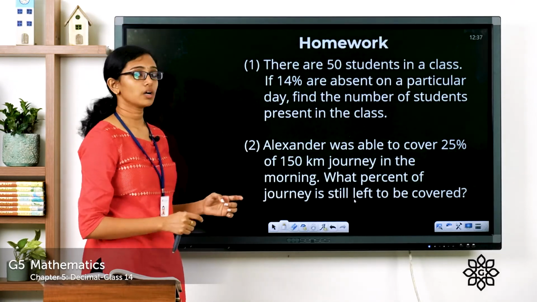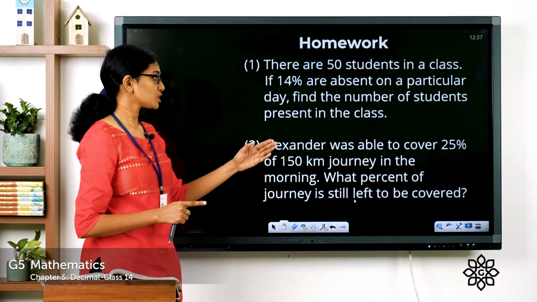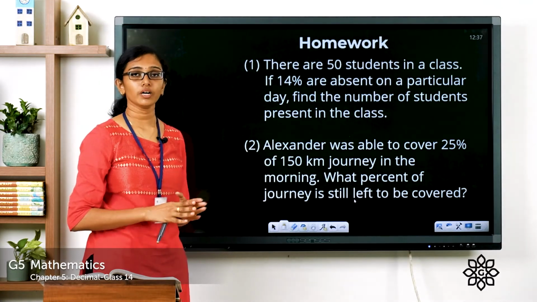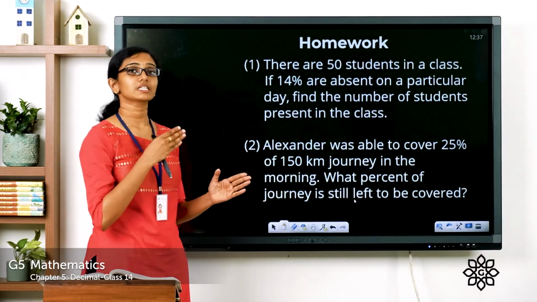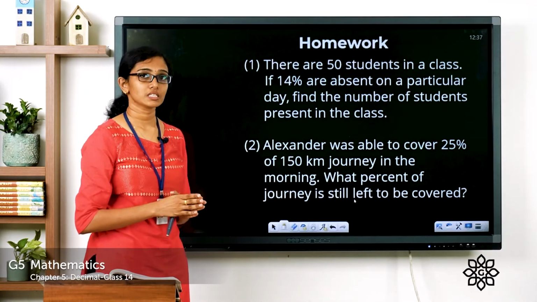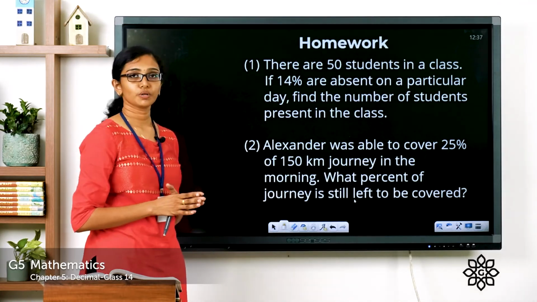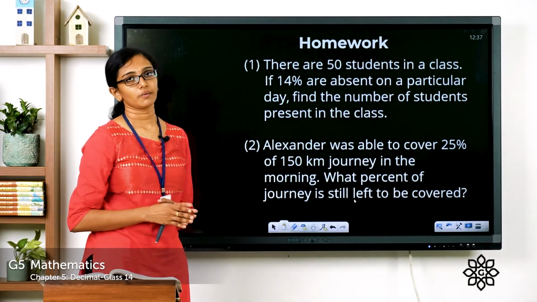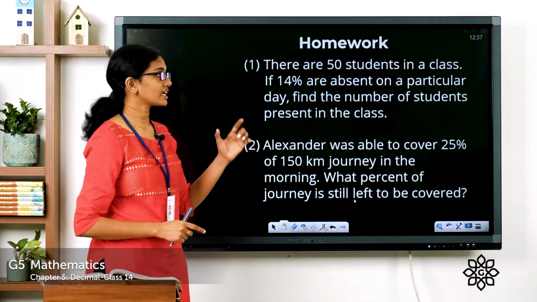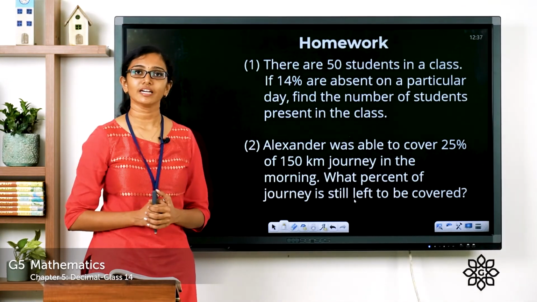And you are asked to find out what percent of the distance is yet to be covered. So once you find out the distance that he already covered, you can easily find out what is the distance left that is to be covered. So if you find out what is the distance yet to be covered, you can easily find out the percent of the distance to be covered. Hope these questions are clear to you. Work these questions out in your notebook, take a picture and send it through Teams.